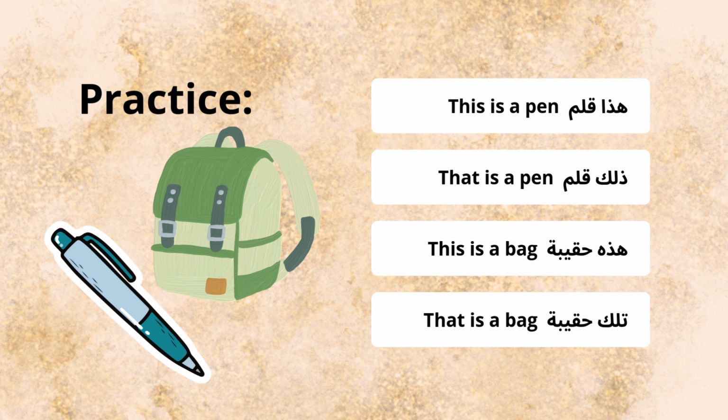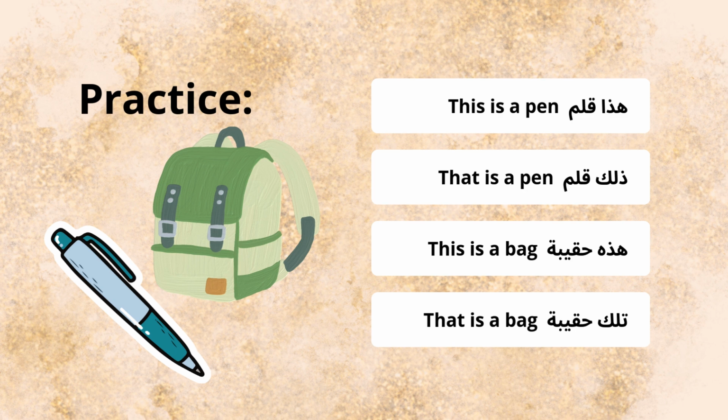So, this is a pen in Arabic is هذا قلم. Let's continue reading the next one. ذلك قلم. That is a pen. Why are we not saying تلك قلم? Again, the word القلم or قلم is masculine, not feminine.